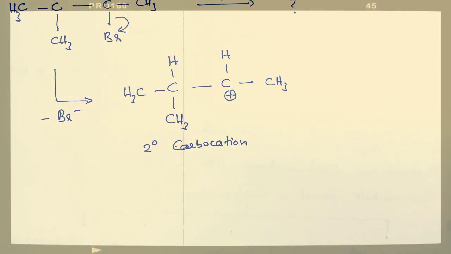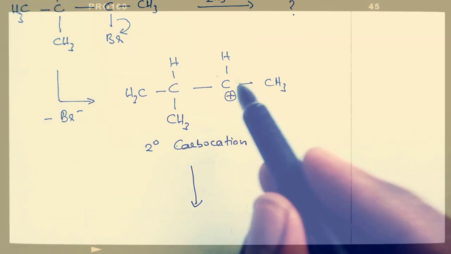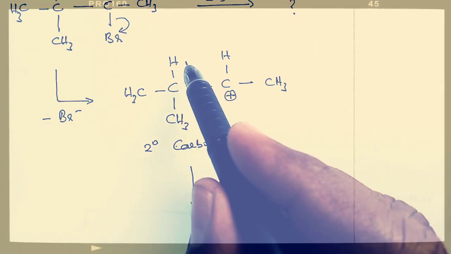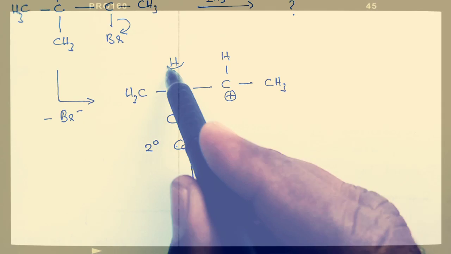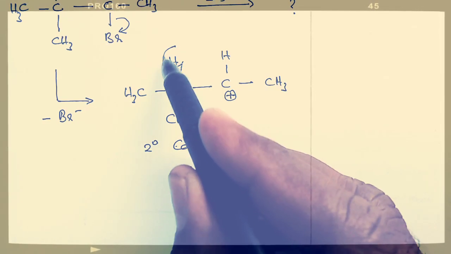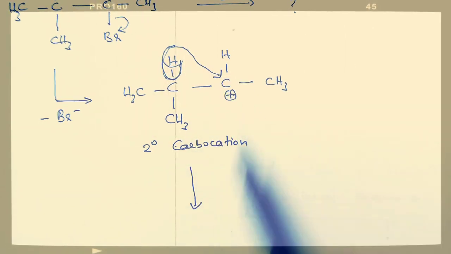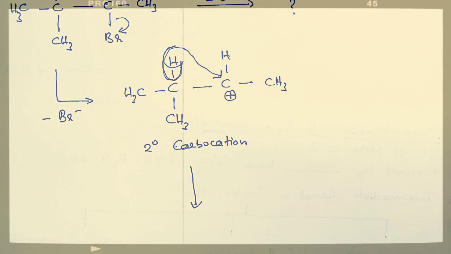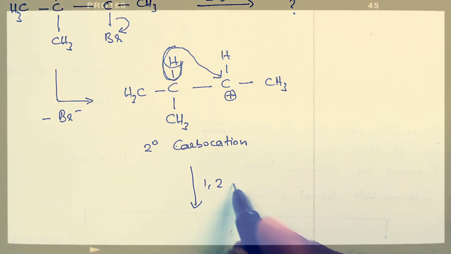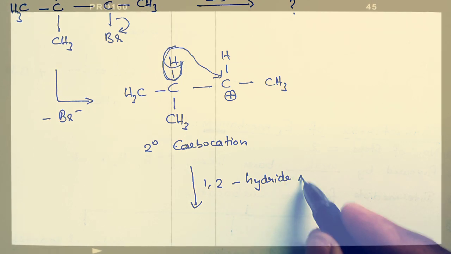Now, the secondary carbocation will undergo rearrangement. The hydrogen which is present in the beside carbon will get connected to the positive charge. It is coming in the form of hydride ion, that is, hydrogen is coming along with electrons. This is 1,2 hydride shift.